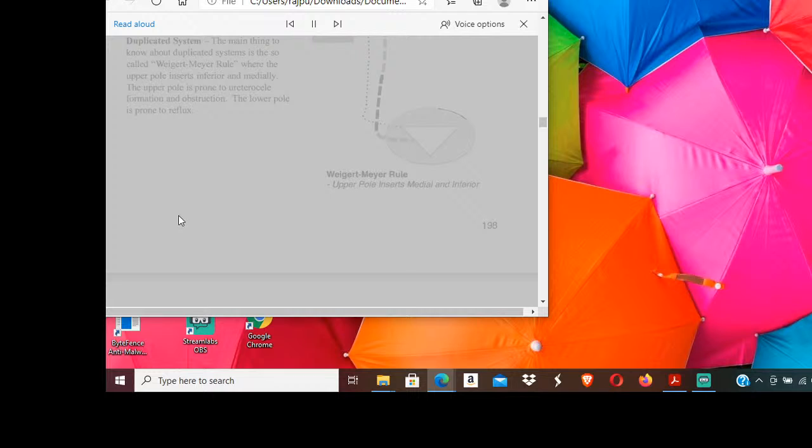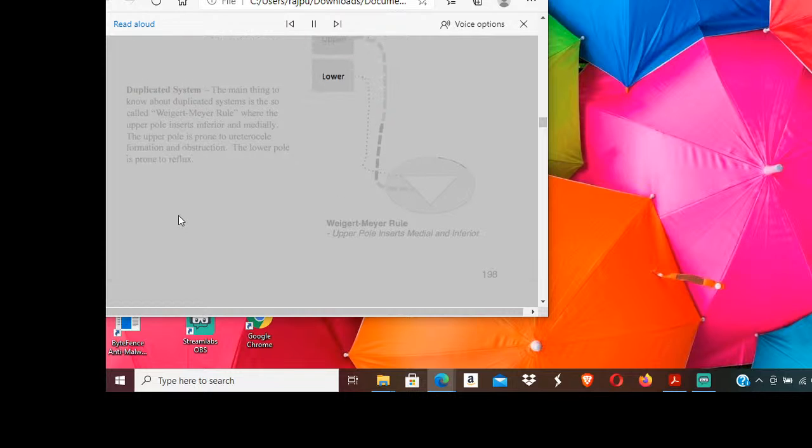Duplicated system. The main thing to know about duplicated systems is the so-called Weigert-Meyer rule, where the upper pole inserts inferior and medially. The upper pole is prone to ureterocele formation and obstruction. The lower pole is prone to reflux. Weigert-Meyer rule: upper pole inserts medial and inferior.